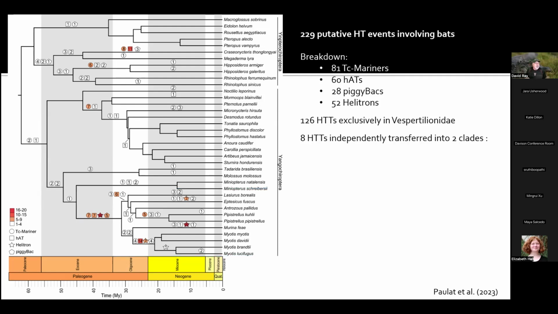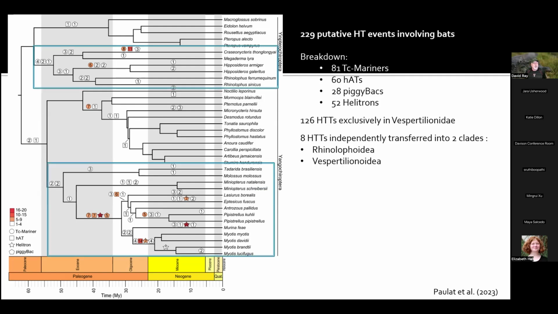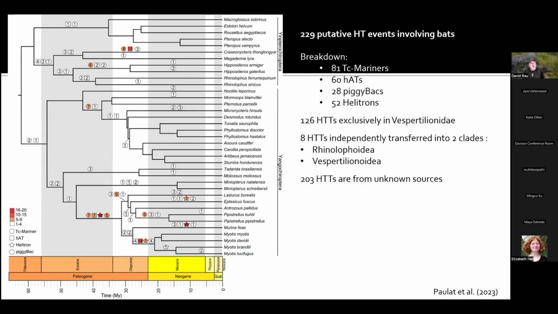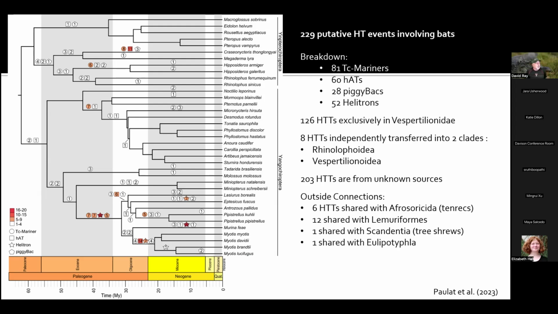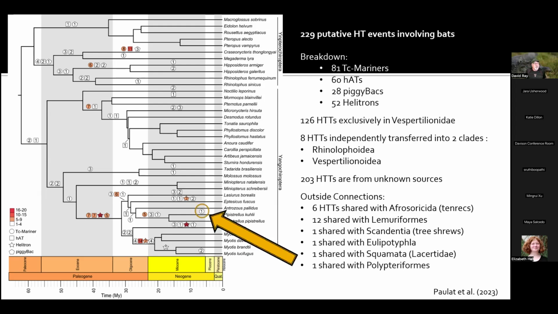There were 8 that transferred into some other clades, Rhinolophoidea, and so on, in Vespertilionoidea. And most of them, we don't know where they came from. They appear all of a sudden in this group of bats or this species of bat, and we have no idea where they came from. For the ones that we are able to determine where they came from or were exchanged with, we don't know the directionality. They came from Afrosoricids, tenrecs, lemurs, tree shrews, some lizards. But one of the most interesting ones, in our opinion, is this one from a fish.